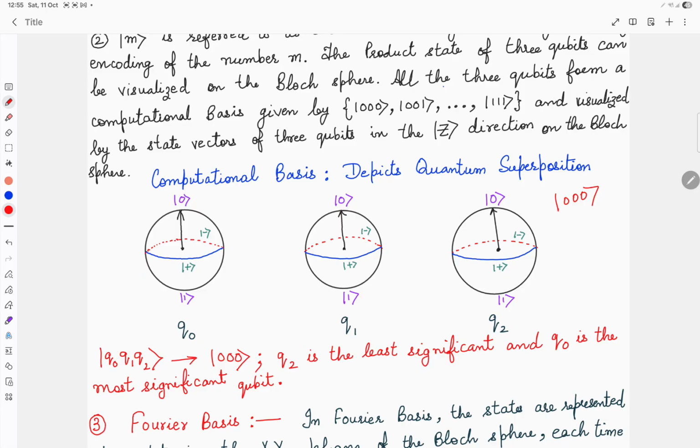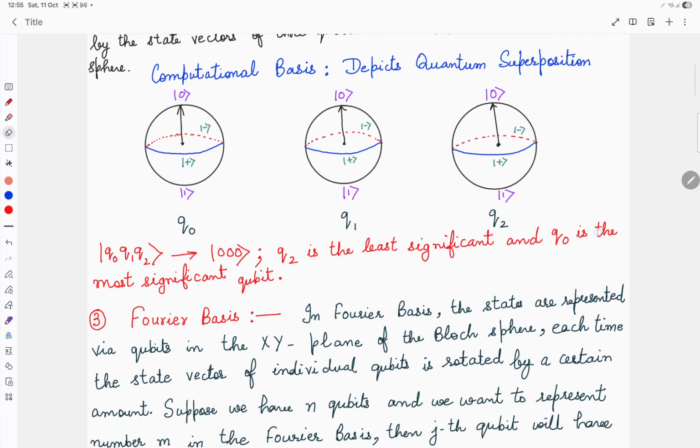So the important point to be understood here is the computational basis. The computational basis I am considering is the z direction computational basis, which is governed by the positive z axis and the negative z axis, right? So these are termed the Pauli z computational basis.